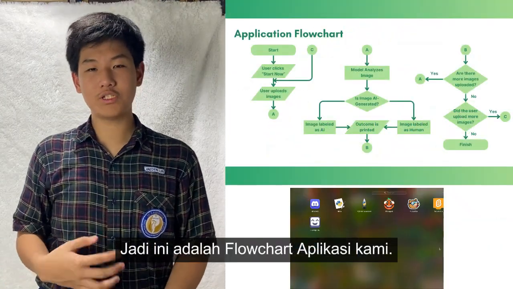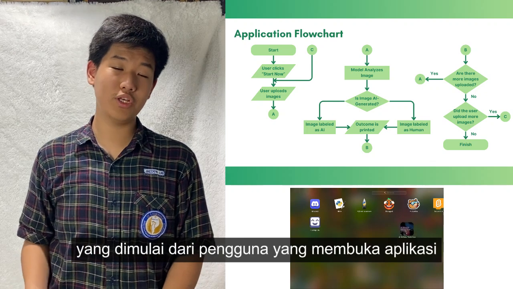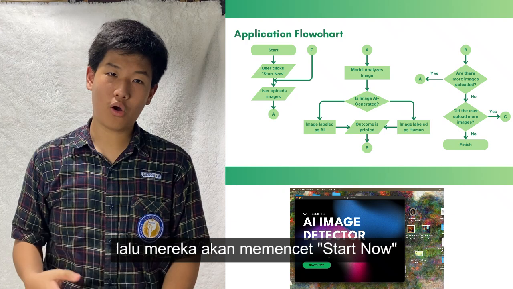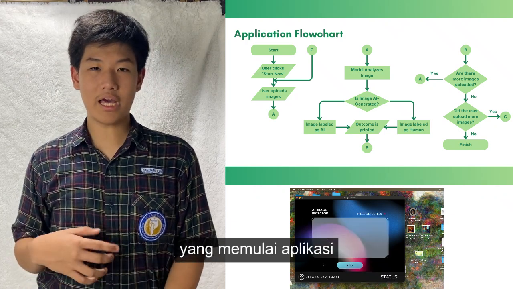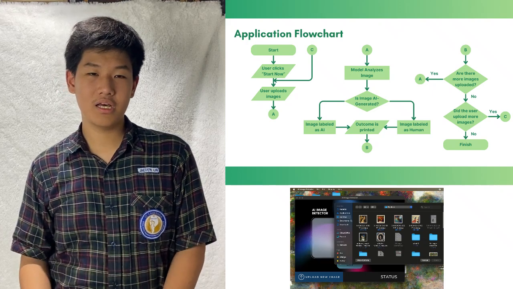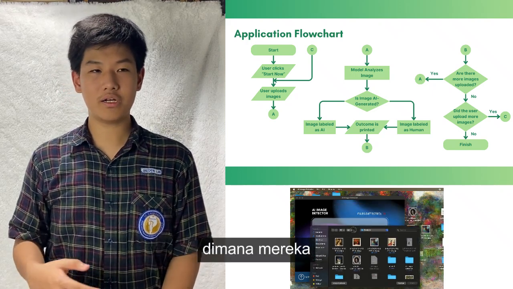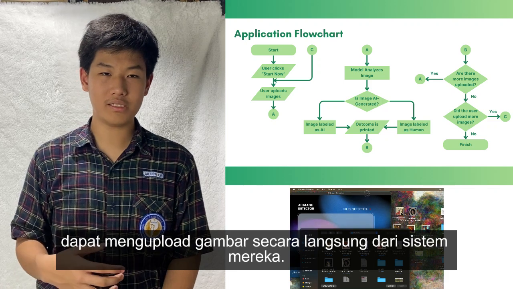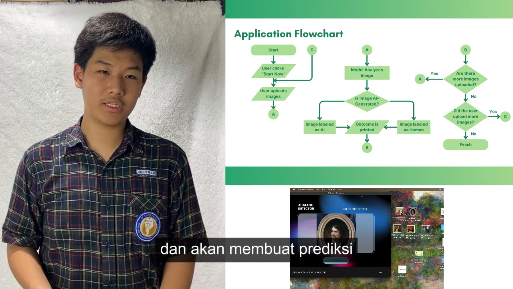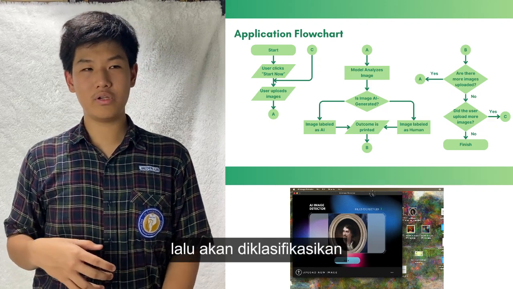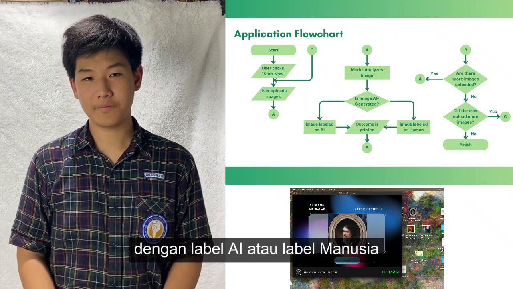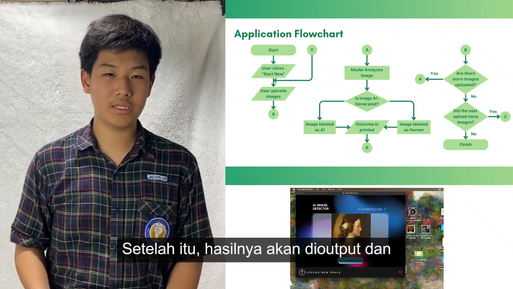So, this is the flowchart of our application, which starts from the user opening our application. Then they will click Start Now, which initializes the application, and the user starts to upload the images. They get sent to a screen where they are allowed to upload images directly from their files. After that, the model will start analyzing the image and will predict. And then it will classify it into two, either AI-generated or human-made. And then the outcome will be printed.